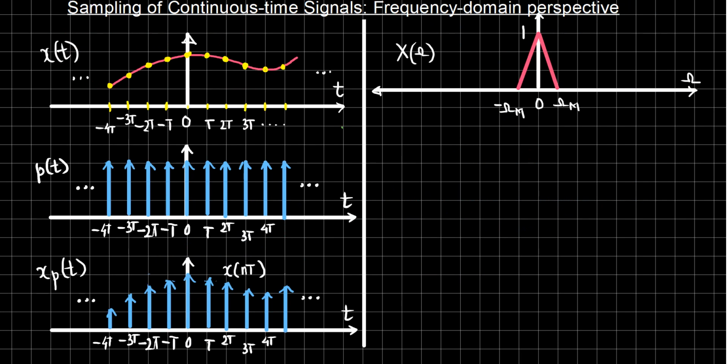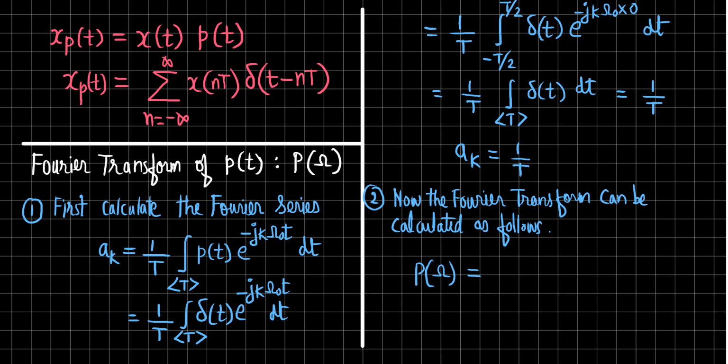And you can observe that here, the fundamental period being capital T, the fundamental frequency is going to be 2 pi by T. So that is going to be omega naught, the fundamental frequency. So P omega is going to be equal to 2 pi by capital T, summation of impulses that are placed at integer multiples of the fundamental frequency, omega naught. Here, you can see that this fundamental frequency omega naught is equal to 2 pi by capital T.